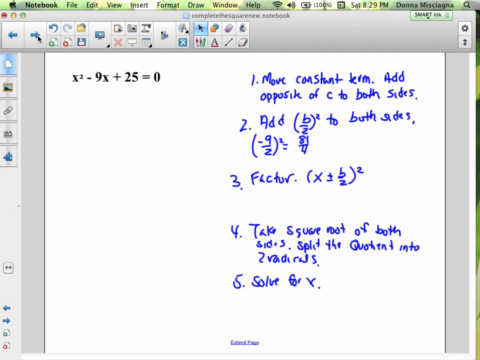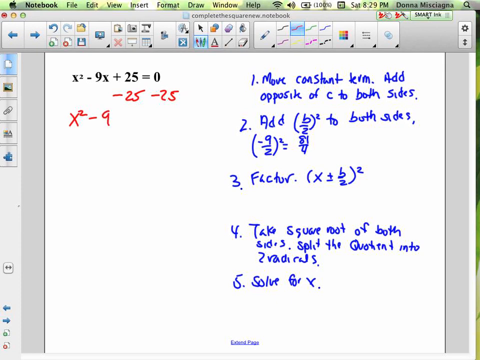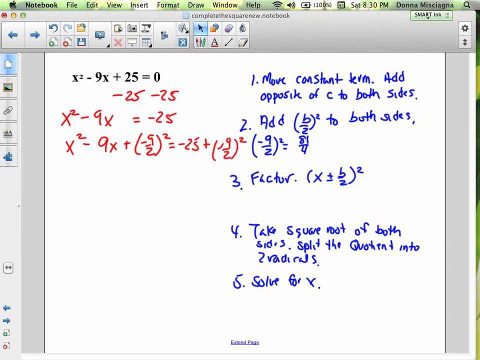Here we have x squared minus 9x plus 25. So we're going to move the constant term. We're going to add the opposite of c, minus 25, to both sides. So we have x squared minus 9x equals negative 25. We'll add b divided by 2 squared, the same number as before, 9 divided by 2. So we have x squared minus 9x plus negative 9 divided by 2 squared equals negative 25 plus negative 9 divided by 2 squared.